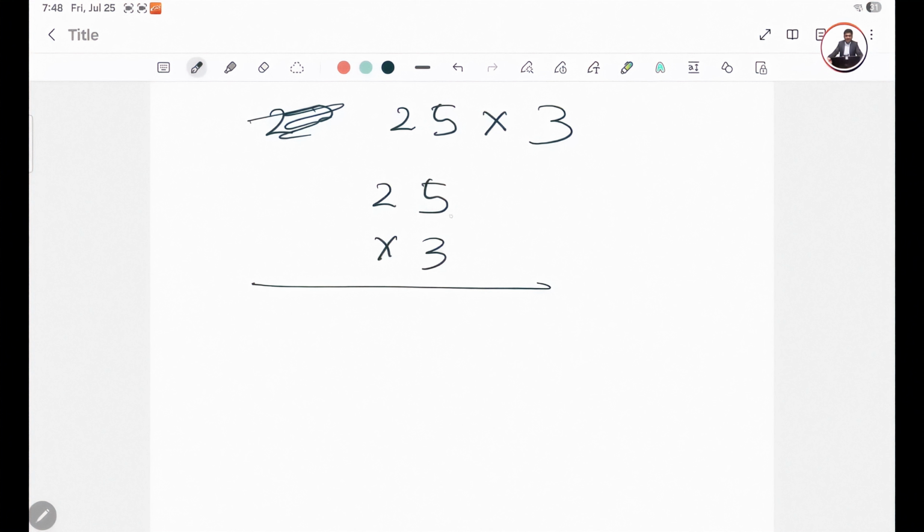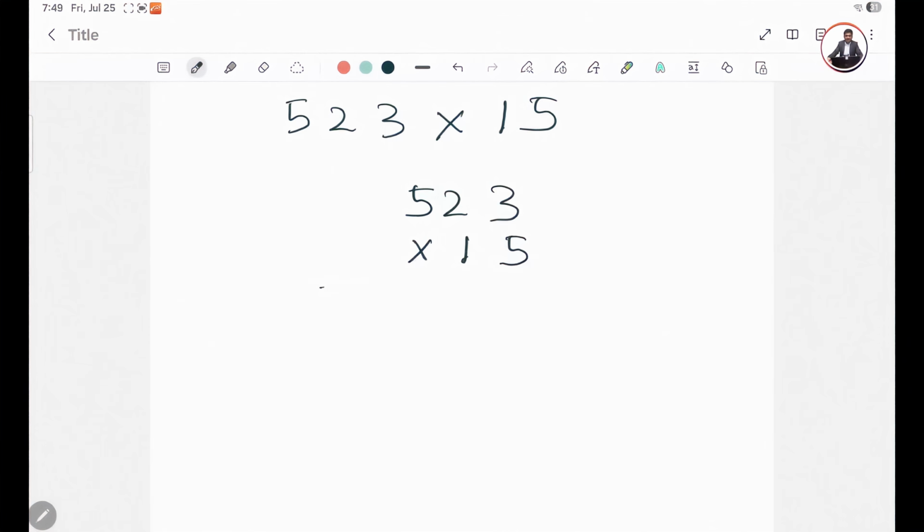Right? And then I can show you how to multiply two numbers. Say 25, you need to multiply with 3. So you can write down like this, 25 and 3. And 3 times 5 is 15. 5 here, and then 1 remaining. 3 times 2 is 6, plus 1 is 7. So the answer is 75. Right?